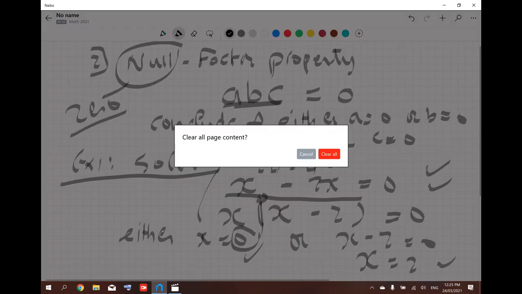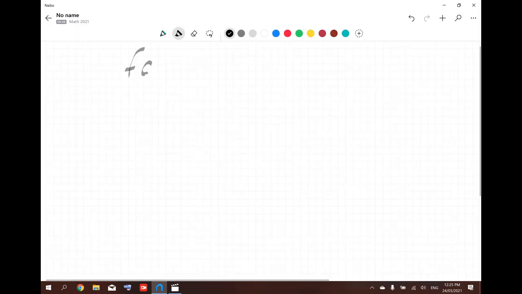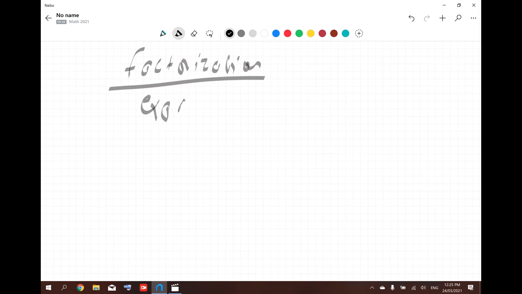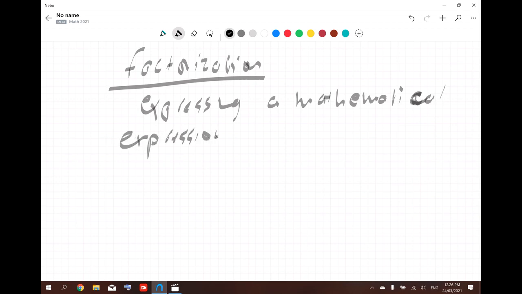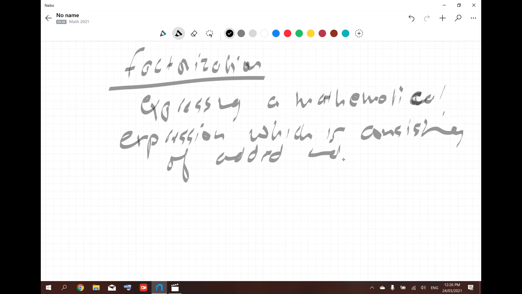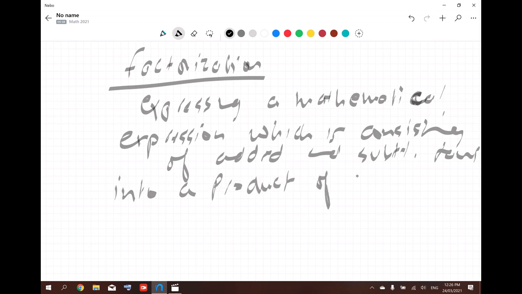So now we learned that factorization is expressing a mathematical expression which consists of added and subtracted terms into a product of two or more factors.